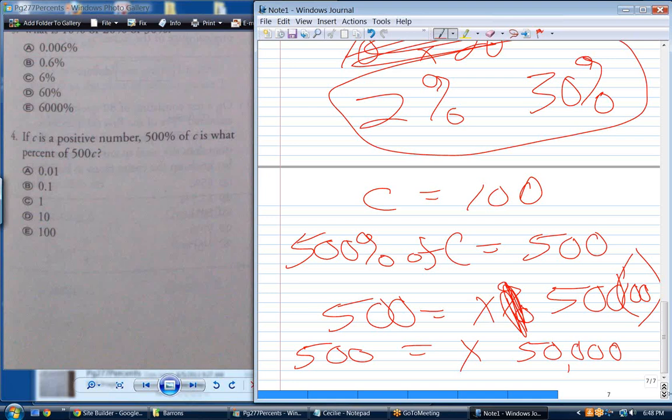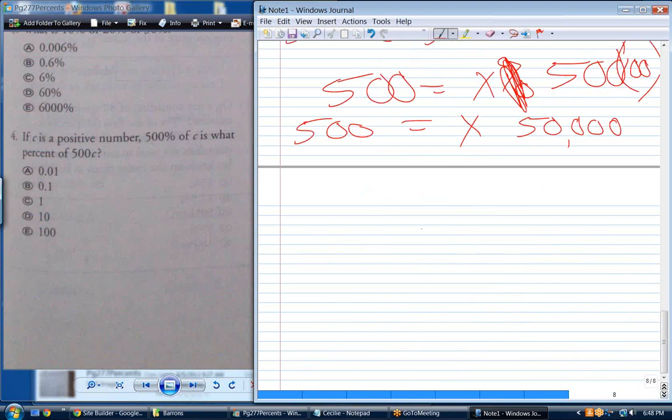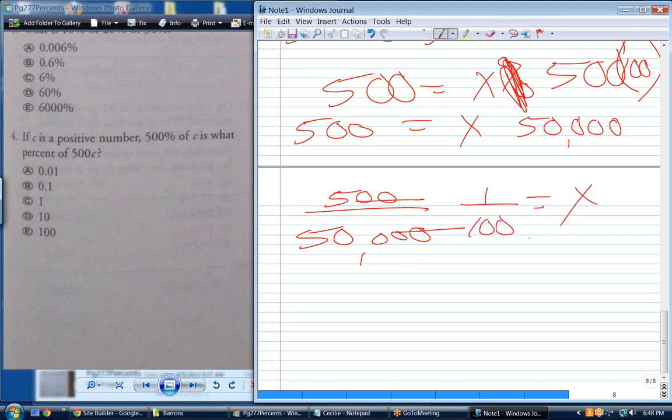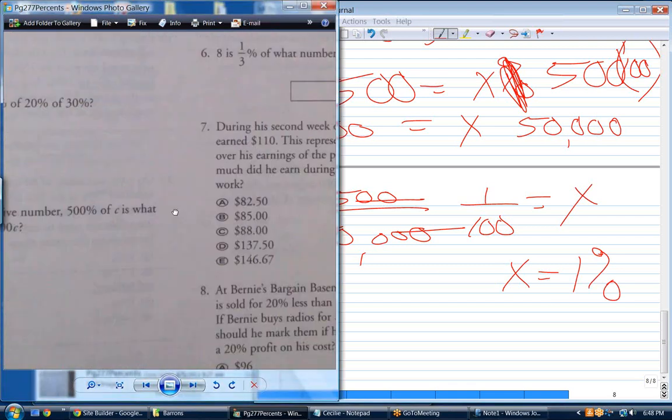Well, x would be 500 divided by 50,000. Yeah, well, it must be 1/100th. So it's 1/100th equals x. So x is equal to 1%. I mean, the answer, since they are asking what percent it is, it's 1. Yeah, well, that's what I got. Okay. 1.